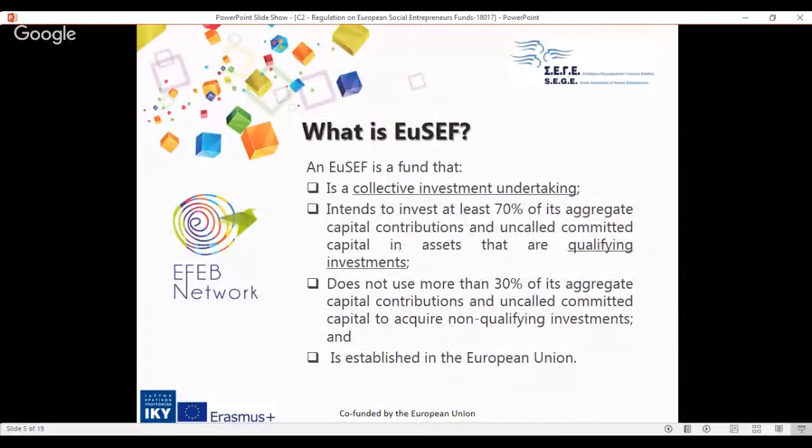So what is the European Social Entrepreneurs Fund? A European Social Entrepreneurs Fund is a collective investment undertaking that intends to invest at least 70% of its aggregate capital contribution and uncalled committed capital in assets that are qualifying investments, does not use more than 30% of its aggregate capital contributions and uncalled committed capital to acquire non-qualifying investments, and is established in the European Union. A collective investment undertaking is a fund which raises capital from a number of investors with a view to investing it in accordance with a defined investment policy for the benefit of those investors and does not require authorization under the UCITS directive.